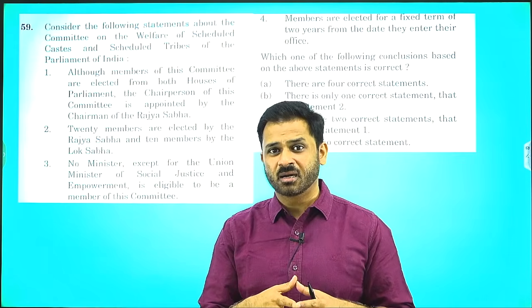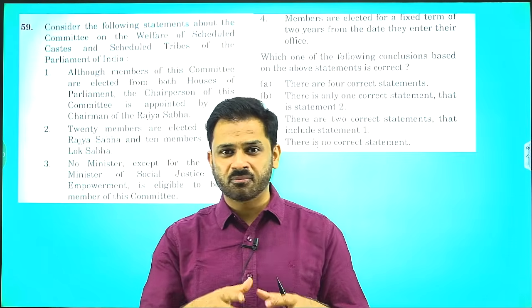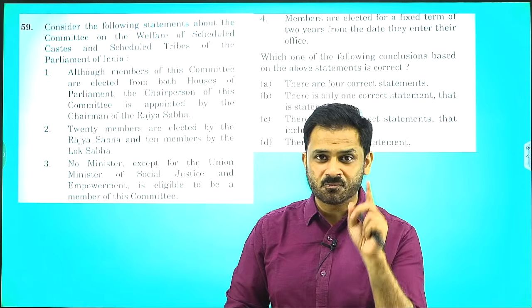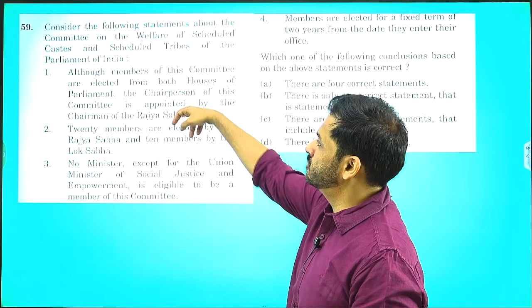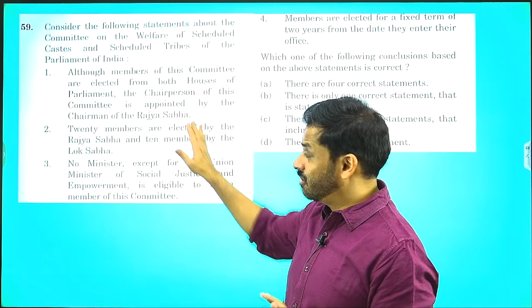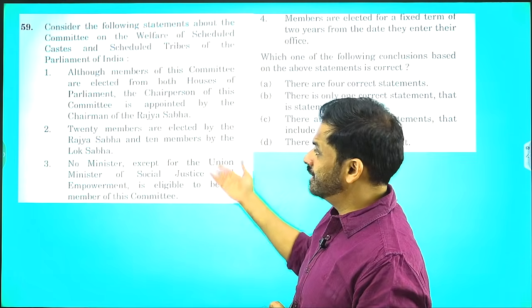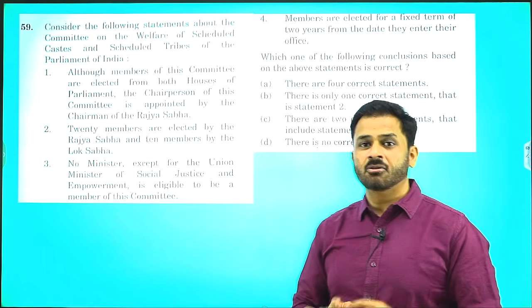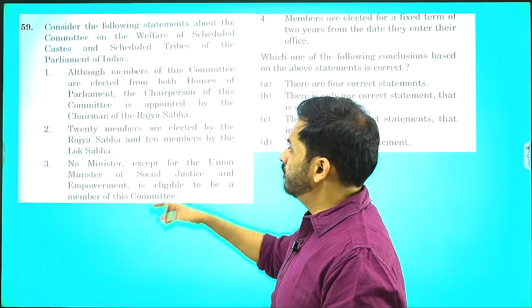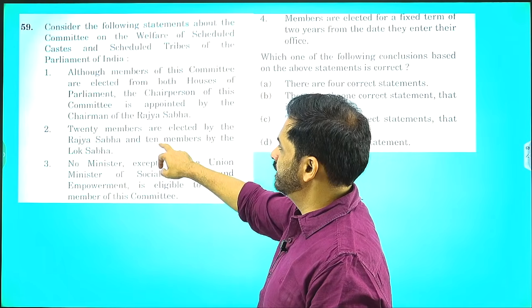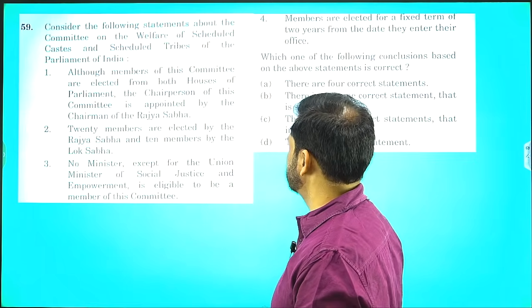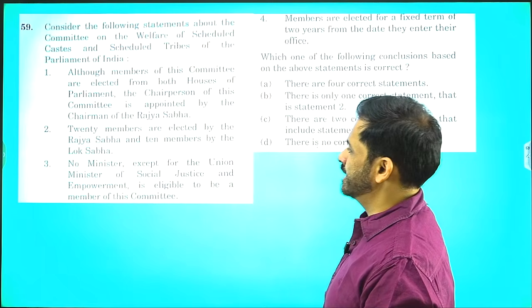Whenever there is a joint committee, because more members will be from the Lok Sabha, it is always the Speaker who will be appointing the chairman. So this will also be wrong. These are all conceptual. You don't have to remember the facts of this particular committee. You can easily answer it through logic. So this statement is wrong and this statement is also wrong. Both the statements are wrong. No minister except union minister.